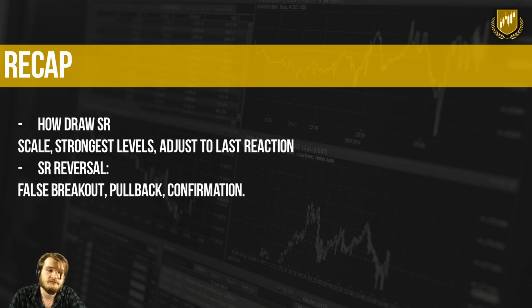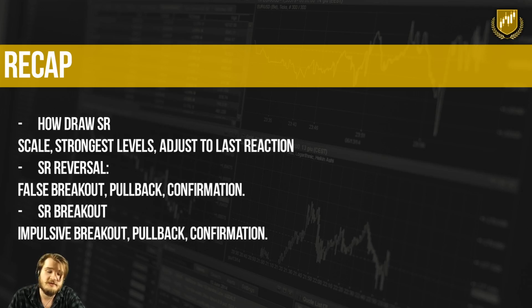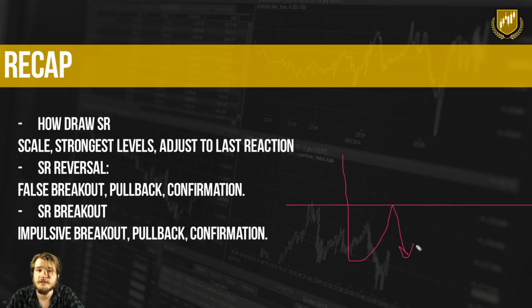Second thing, how to find reversals: false breakout, pullback, confirmation. So again, very simple: false breakout, pullback, confirmation. Easy, right? And how to find breakout levels: impulsive breakout, so definitely impulsive breakout, not just any breakout, impulsive breakout, pullback, confirmation. See, same principle. So again, impulse, boom, boom. Very simple, guys. I think there's nothing difficult here in this video at all.